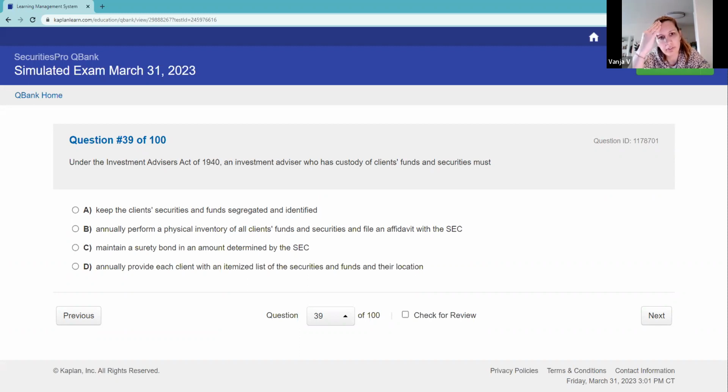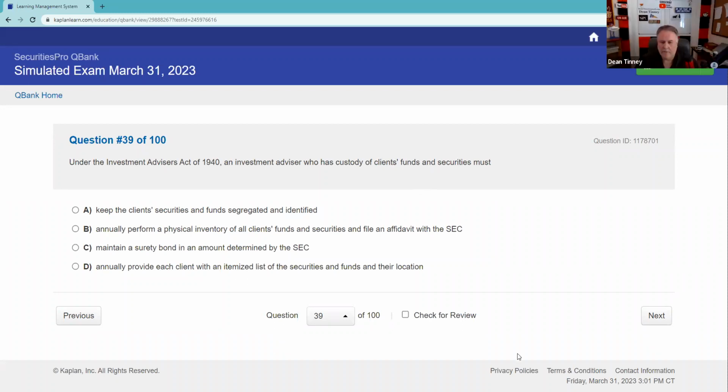So under federal law, an investment advisor who has custody must keep securities and funds segregated. A broker-dealer can actually commingle certain things, but these have to be segregated. So I'm going to go with A. You are correct. You are correct.